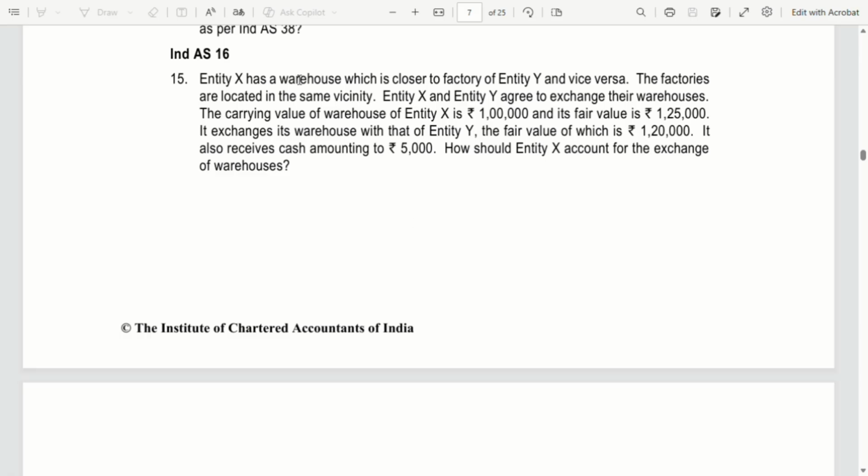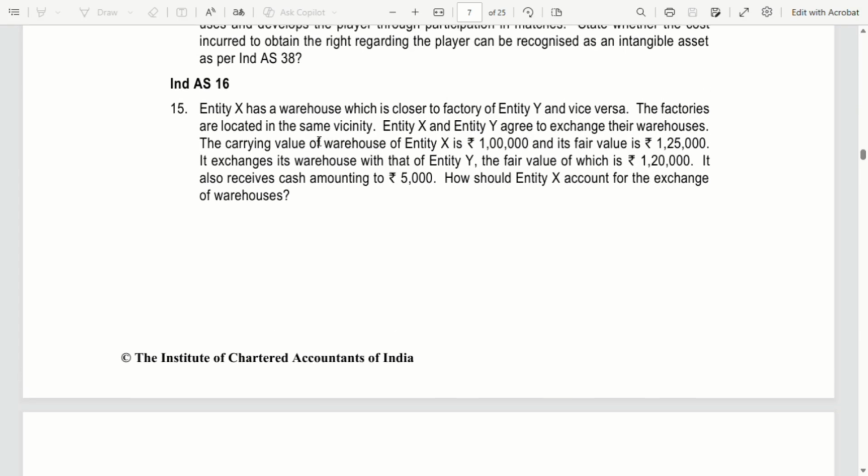Entity X has a warehouse which is closer to factory of entity Y and vice versa. The factories are located in the same vicinity. Entity X, देखो यहाँ पे दोनों अपने warehouse exchange कर रहे हैं और वो same location पे है. ठीक है, तो यहाँ पे क्या है, ये non-commercial transaction है, because यहाँ पे कुछ भी business में change नहीं आ रहा है, business के cash flow पे कुछ भी impact नहीं हो रहा है.